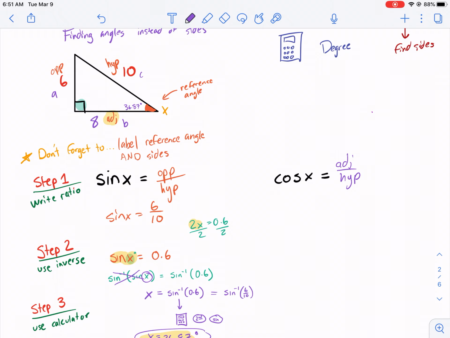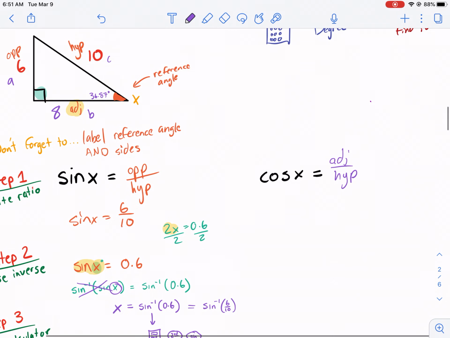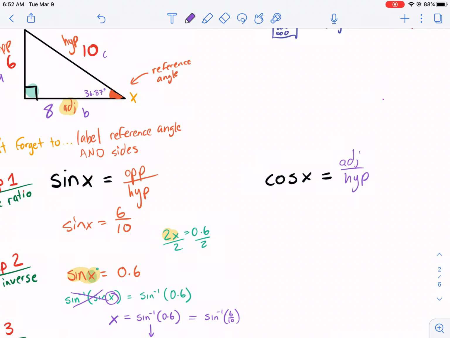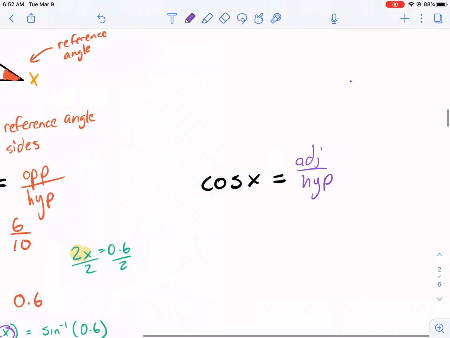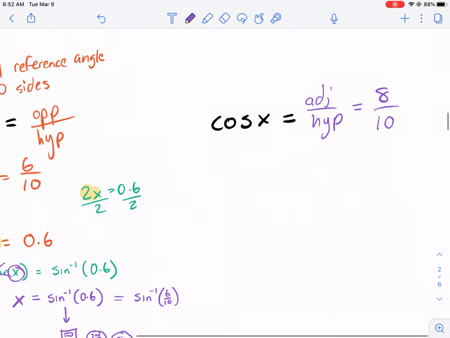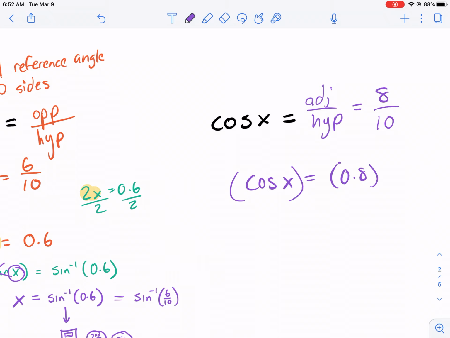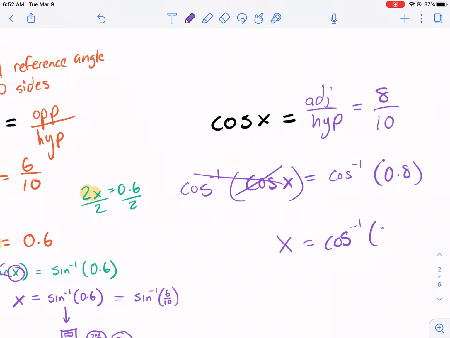So that is something you can keep in mind, that we can find the missing adjacent side by using the Pythagorean theorem. So technically this is 8/10. Now, we can do the same process here. If cosine of x is equal to 0.8, we can take the inverse cosine of both sides. Let me move this over so I can take the inverse cosine. And this undoes the cosine. We're left with x on the left side, and we have inverse cosine of 0.8.